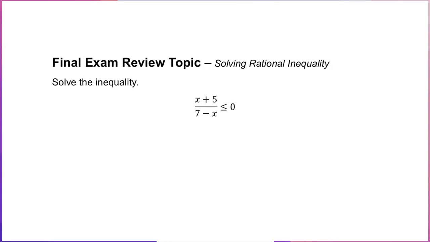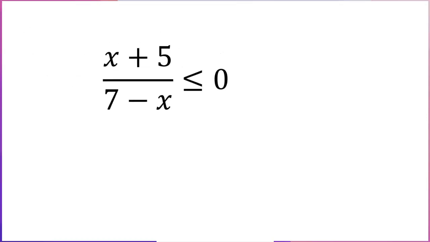This video is for Nova Online Math 161, and today we're going over the final exam review topic on solving rational inequality. Solve the inequality (x + 5)/(7 - x) ≤ 0. When we are solving rational inequality, we need to make sure that we have 0 on one side of the inequality, and we have that.